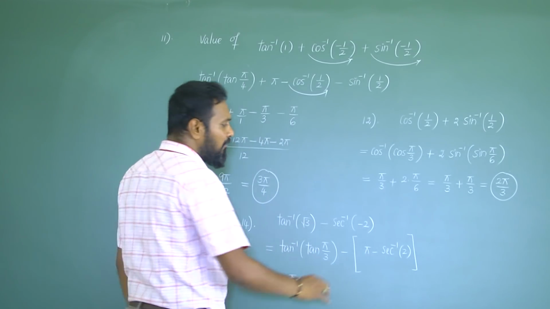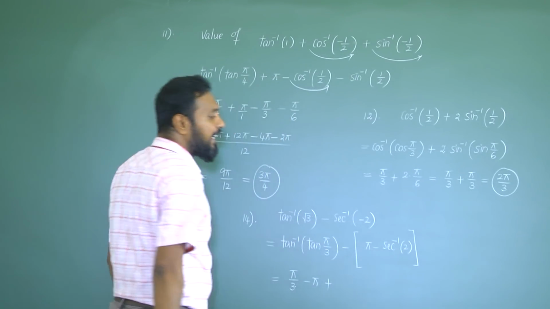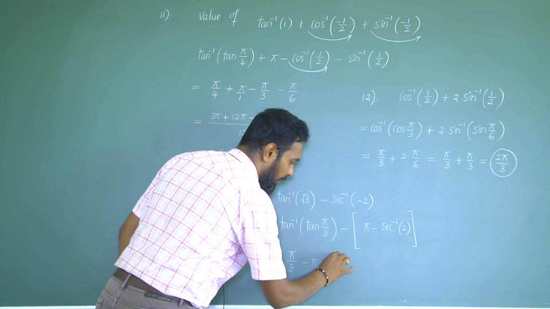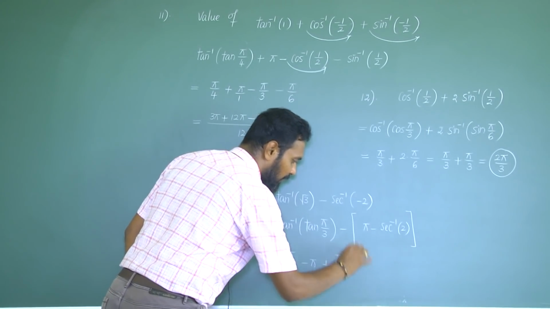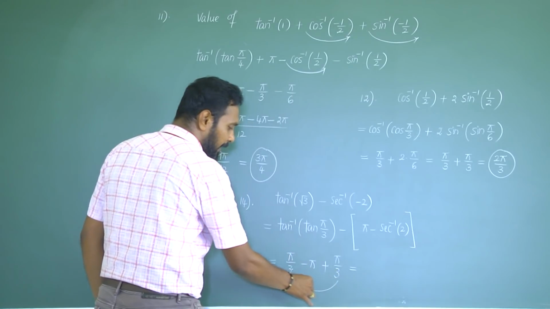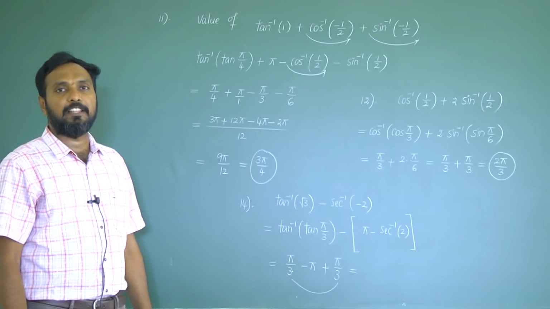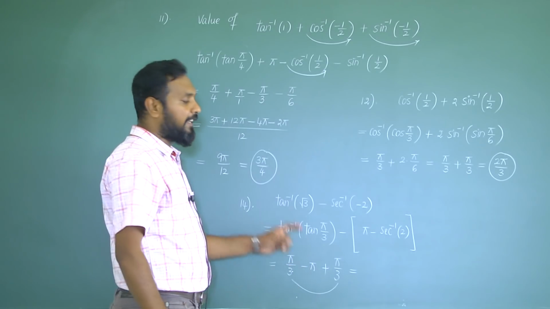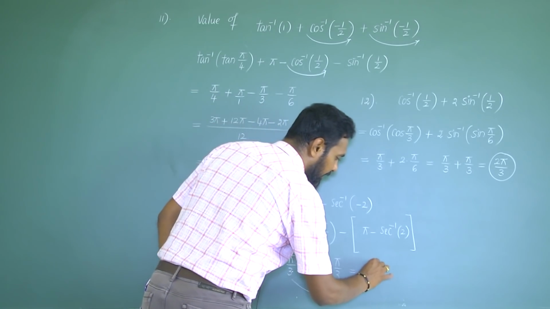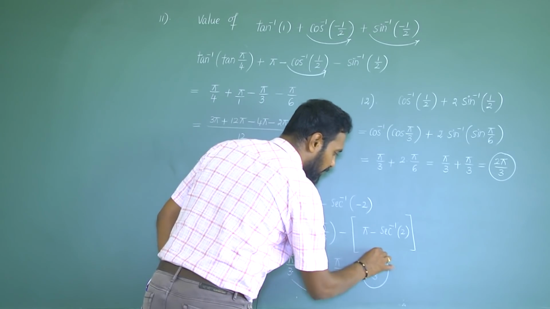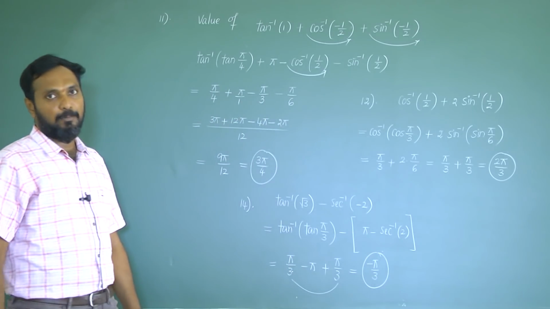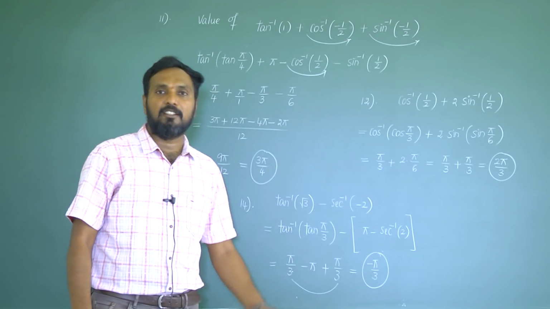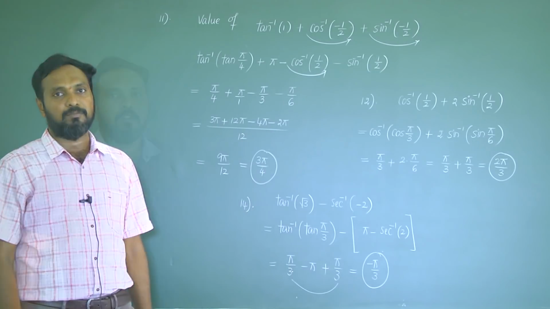plus. How I can write 2 in terms of the secant function is secant 60 degrees, so that it is pi by 3. That is pi by 3 plus pi by 3, 2 pi by 3, 120 degrees, 120 degrees minus 180 degrees minus 60 degrees. So this value becomes minus pi by 3. So with this we completed exercise 2.1.